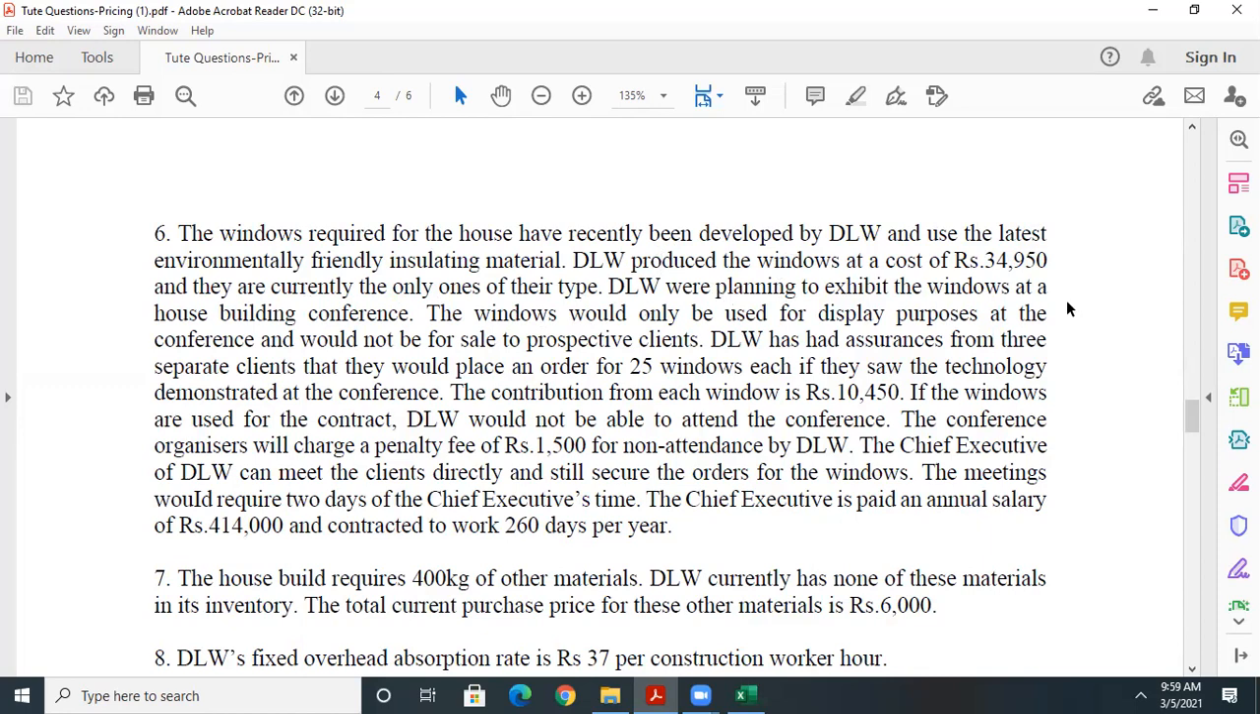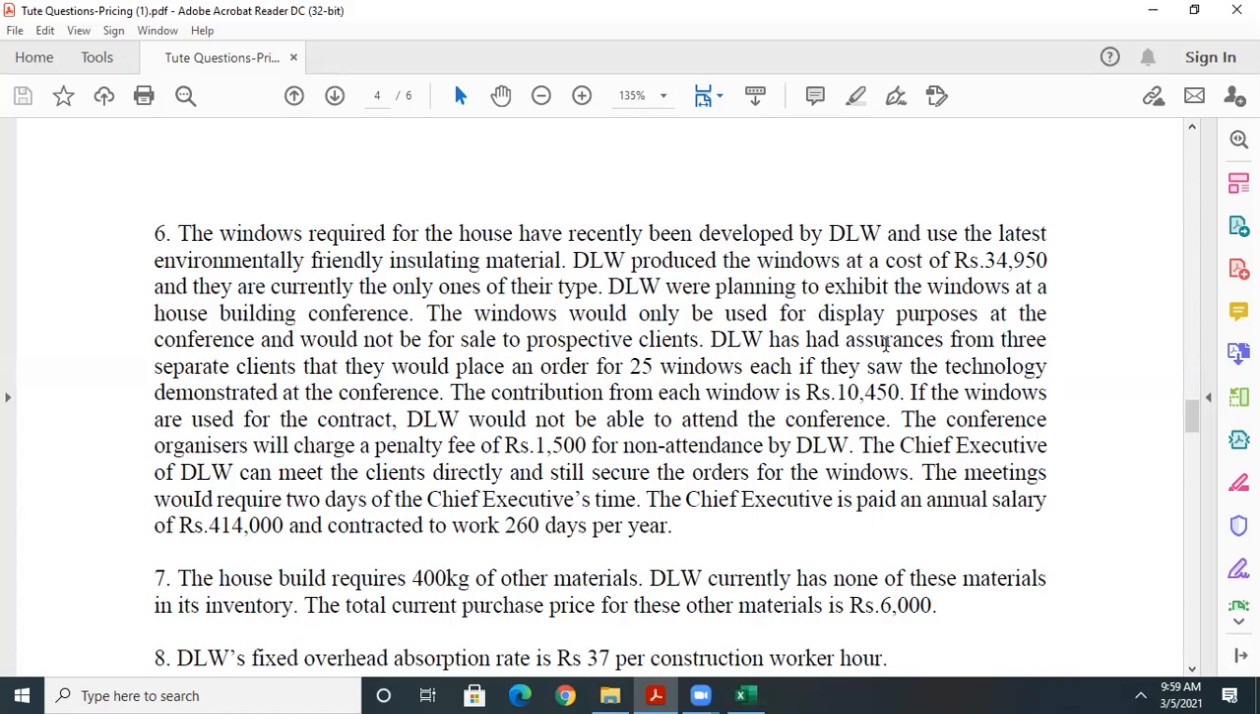DLW were planning to exhibit the Windows at a house building conference. House building conference එකකට මේක exhibit කරන්න තමයි ඔයා මේ Windows හදලා තියෙන්නේ. Right? The windows would only be used for display purpose at the conference and would not be for the sale to prospective clients. So මේවා හදන්නේ අපි exhibit කරන purpose එකට විතරමයි. එහෙම නැතුව මේවා කාටවත් විකුණන්න නෙමෙයි. prospective clients වලට විකුණන motive එකක් නෑ. අපි මේක හදලා තියෙන්නේ exhibition purpose එකට.